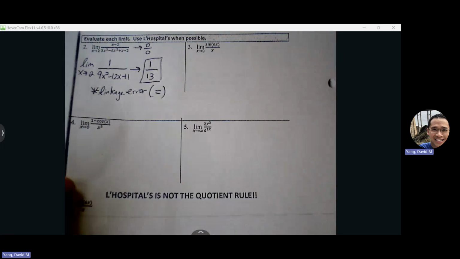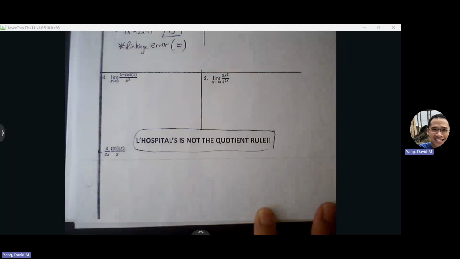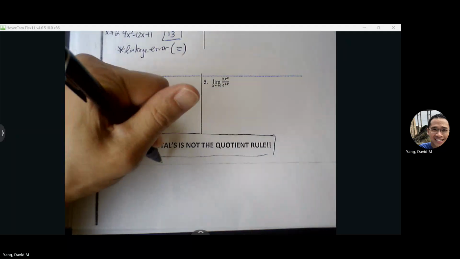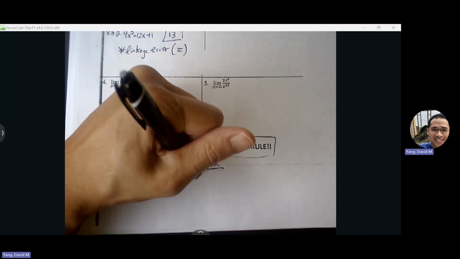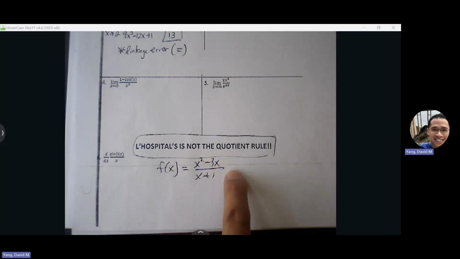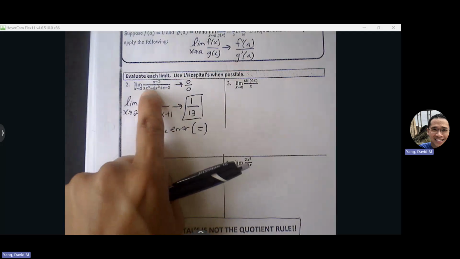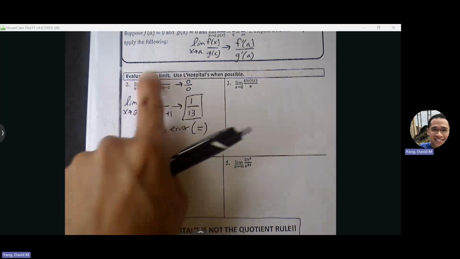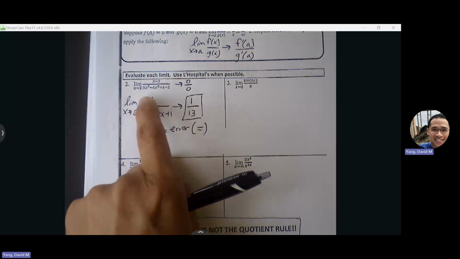Now, one thing to point out is that L'Hopital's rule is not quotient rule, okay? This is not a shortcut for quotient rule. So if I had a function that is x squared minus 3x over x plus 1, we can't say, oh, I'm going to do L'Hopital's rule for this and just do the derivative. We still have to go through quotient rule because this is asking for the derivative. If it was a fraction and it's asking for the limit and you get 0 over 0, then that is when L'Hopital's rule gets applied.